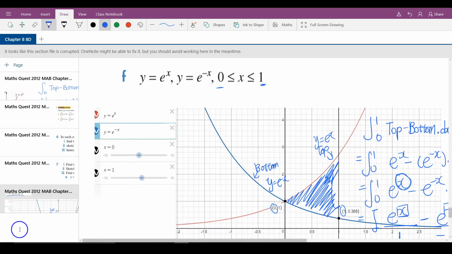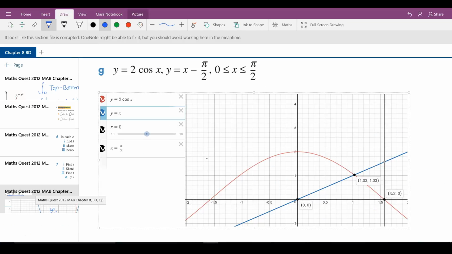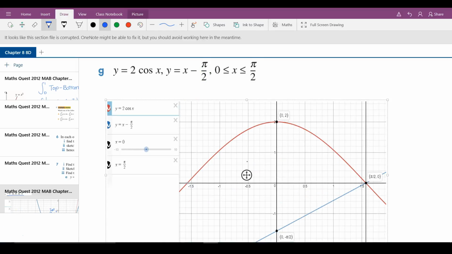Alright, let's head on to question G. Alright, so there's the two functions. Oh no, I got it wrong. Hold on, let me regraph it. I thought it's x, but it's actually x minus pi over 2. Hold on. Alright, this is more like it.